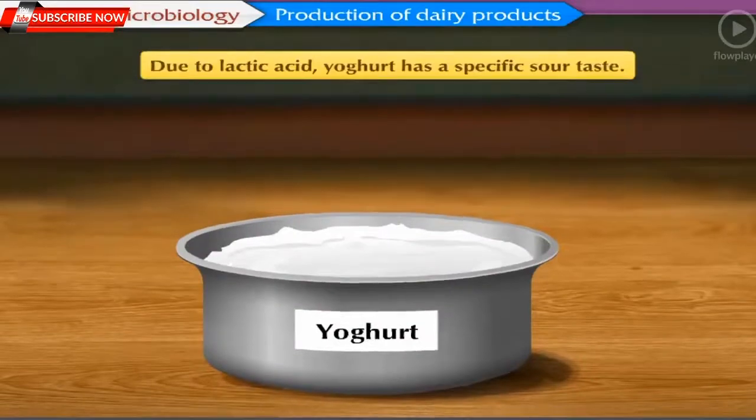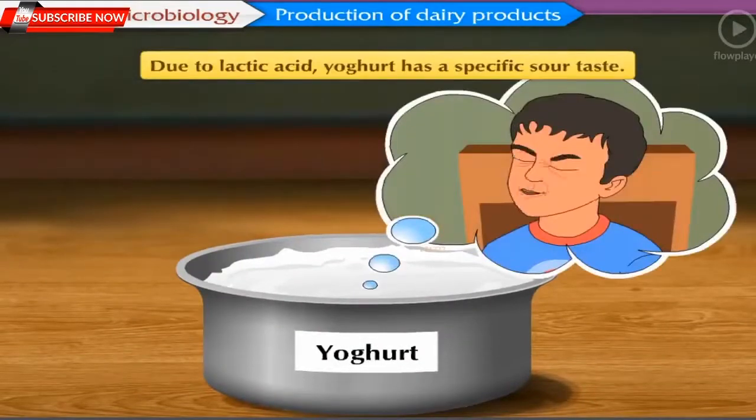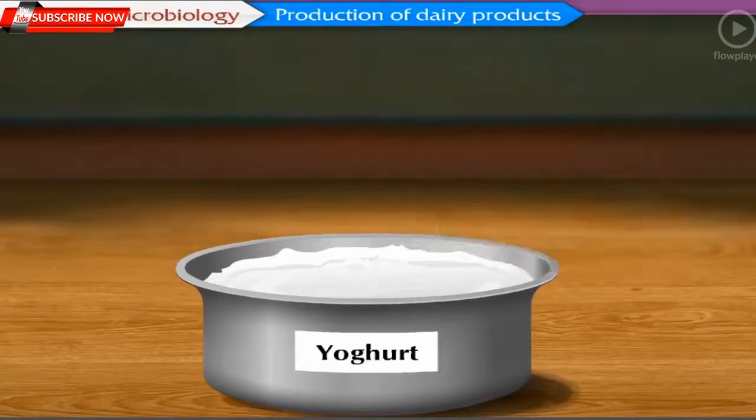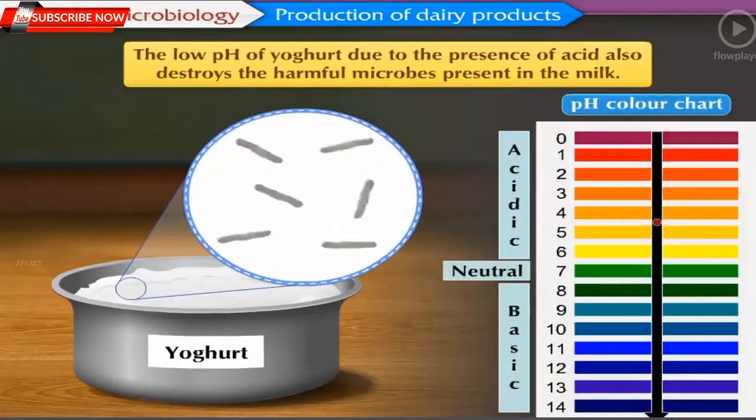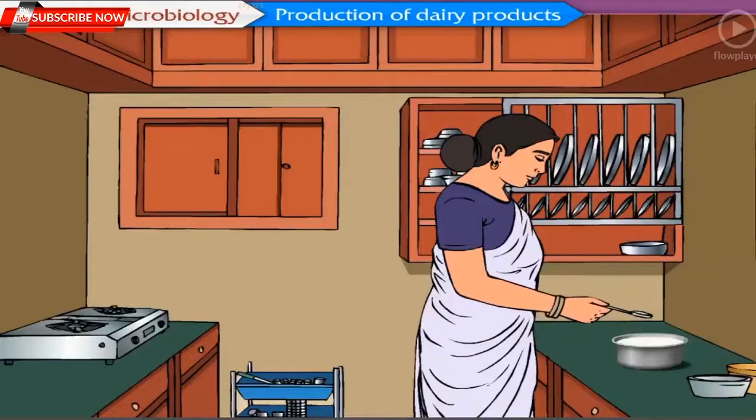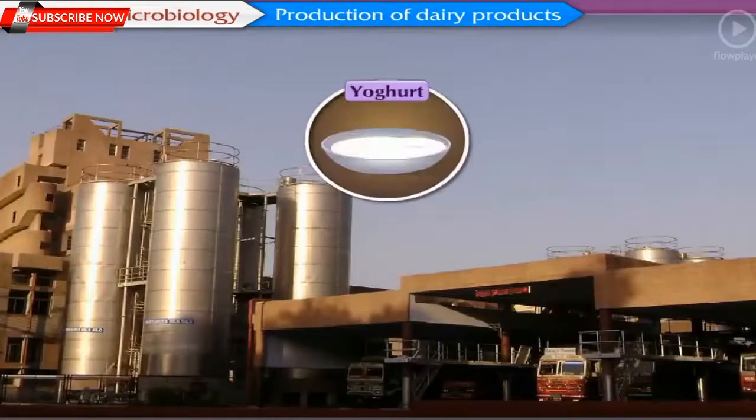Due to lactic acid, yogurt has a specific sour taste. The low pH of yogurt due to the presence of acid also destroys the harmful microbes present in the milk. This making of yogurt is mostly confined to homes. However, in industries, this process is performed on a large scale with more skill.